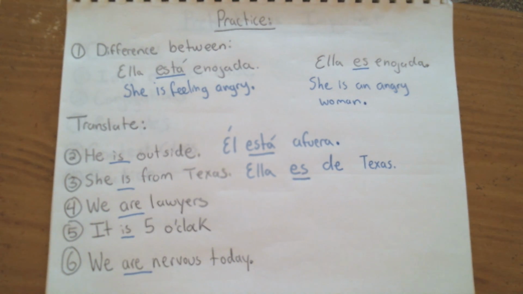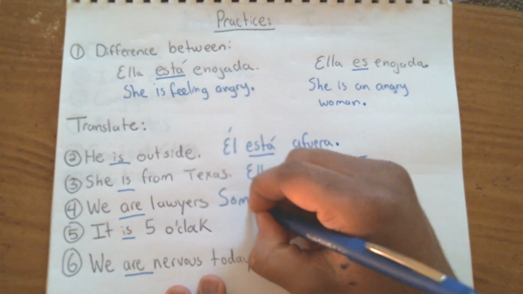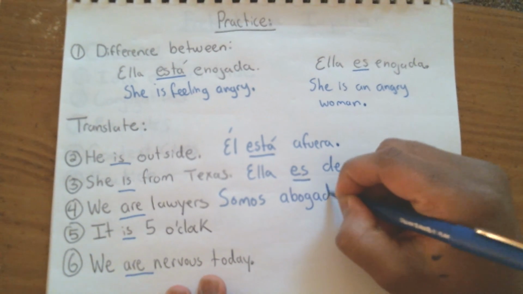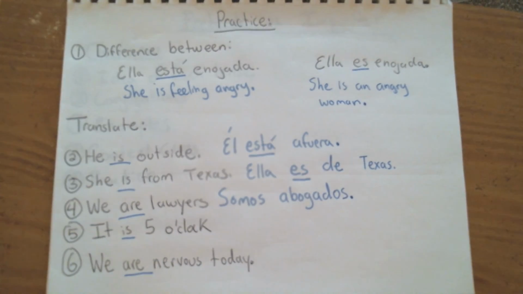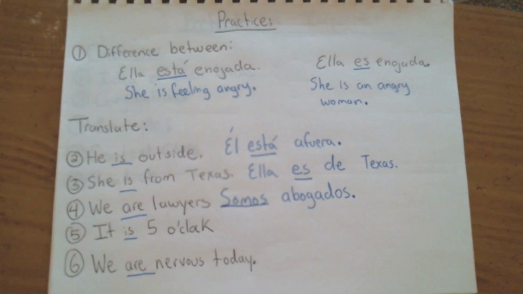How about this one? We are lawyers, okay? The correct answer would be somos abogados, okay? Somos abogados. Because why? Being a lawyer is an occupation. And like I said, Spanish uses the permanent verb for your occupation. So you would say somos abogados. We are lawyers.